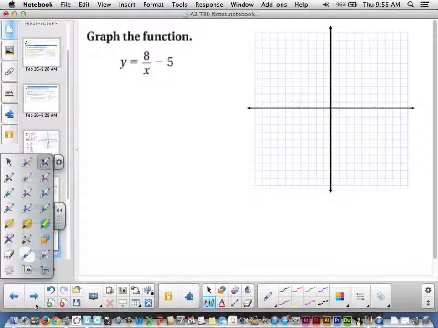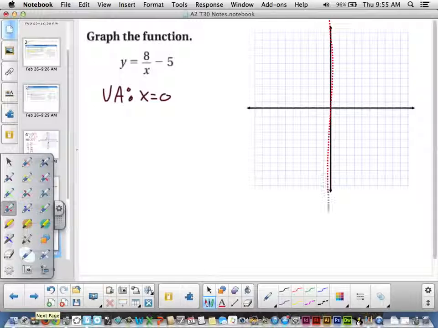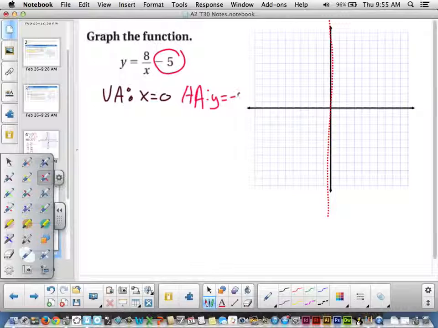So we take a look. There's no shift left or right. So that means our vertical asymptote is at x equals 0. There is a shift down 5, so that means our horizontal asymptote is at y equals -5. Right through there. So let's make our table.